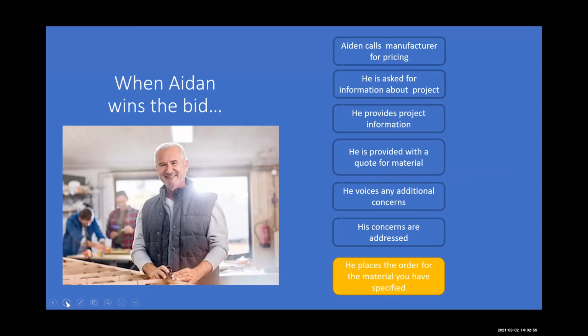When Aiden is awarded your project, he picks up the phone and calls for pricing. He is asked questions about the scope of work and the timing of the project, which he readily answers. He is provided with pricing. He responds, voices any concerns he might have, and once those have been addressed, he places an order for the material you have specified.